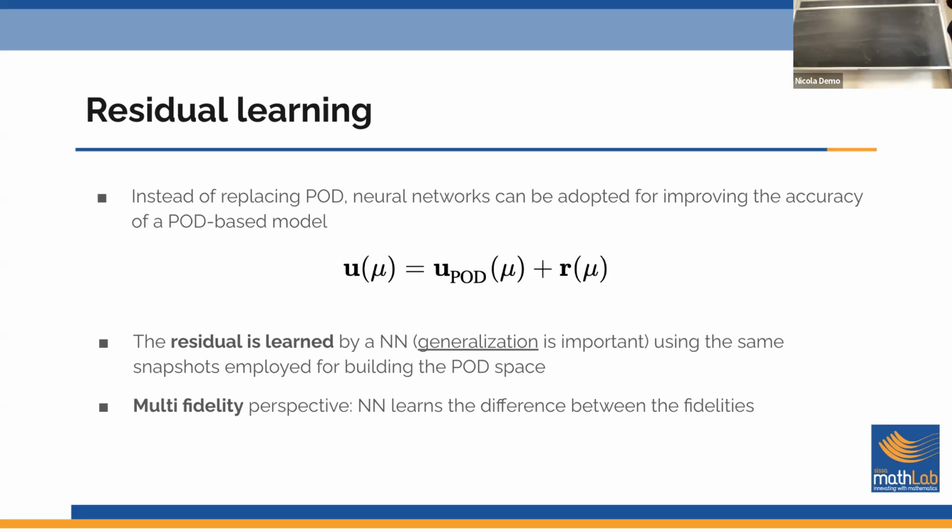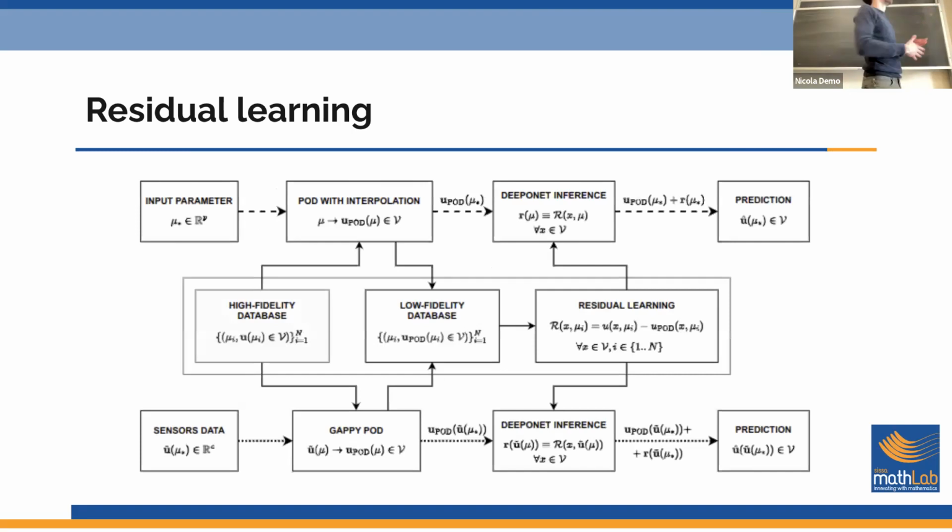From this perspective, you can see it like a multi-fidelity approach, in the sense that the POD becomes your low-fidelity model, and you want to learn the difference between your low-fidelity model and the high-fidelity one. The final goal is that, if you train this quantity over all the input snapshots, the snapshots that you already computed for building the POD, you can infer such a residual model even at the testing points, in order, of course, to improve the accuracy.